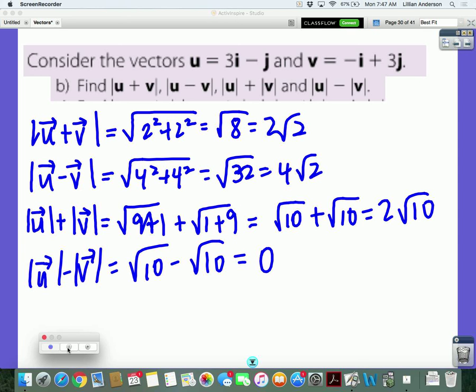So you had to actually take your resultant that you got when you did vector u plus vector v from the previous one to find that it was 2 root 2. Same thing with vector u minus vector v to get 4 root 2. For the next one, you actually had to do them separately. You had to find the magnitude of u, magnitude of v, and add them together. And remember, when you're adding radicals, they do have to be alike. That's why you get 2 root 10.